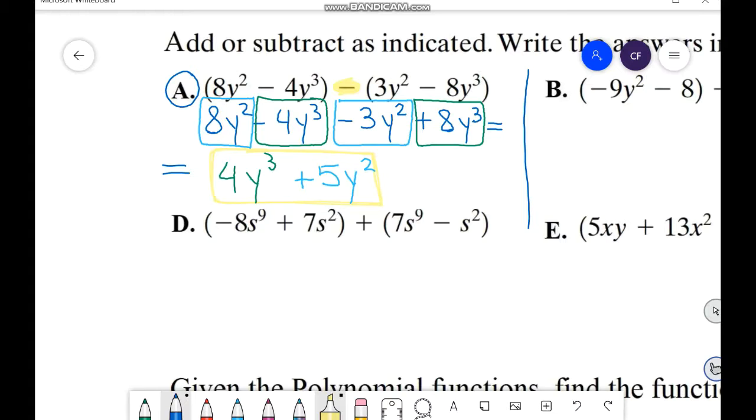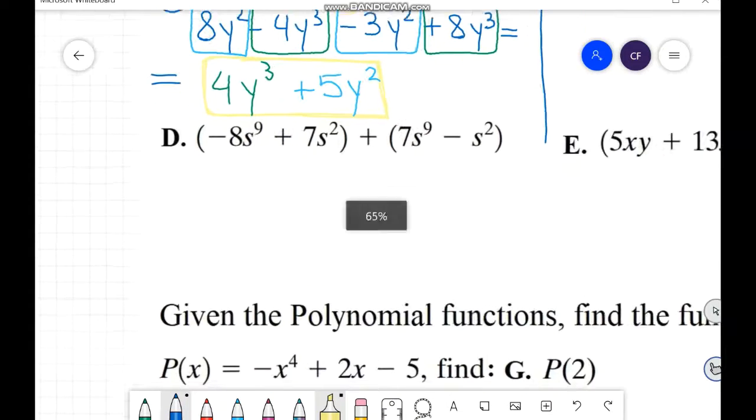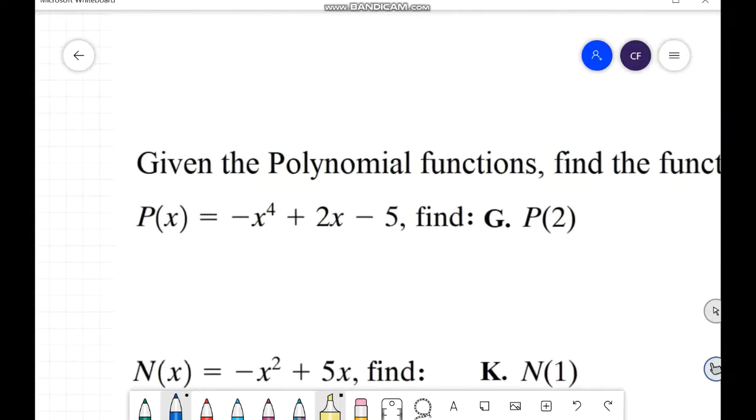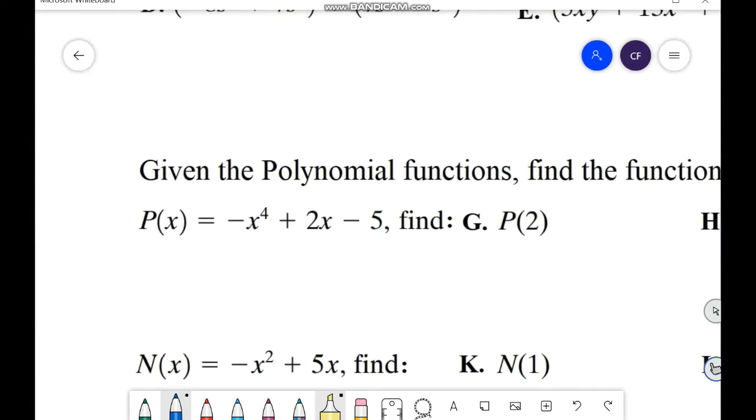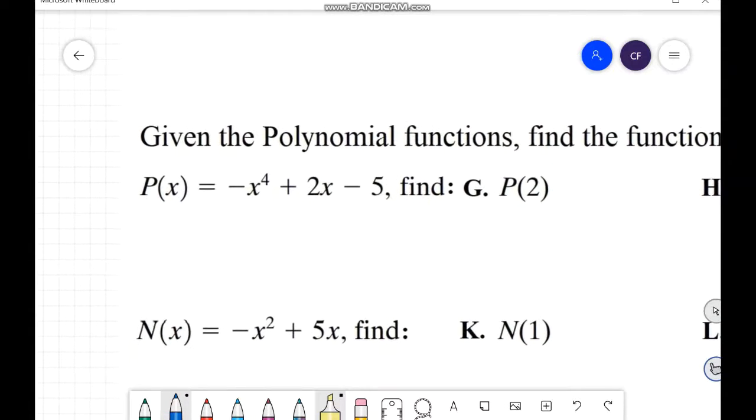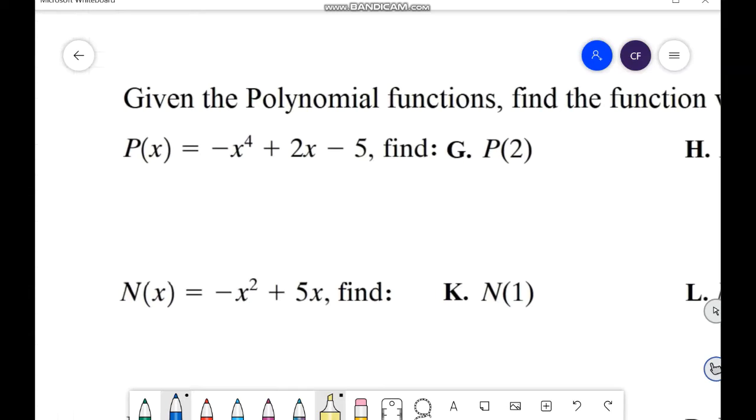Okay, this is the first part of the quiz. The second part: given the polynomial functions, find the function values or evaluate. And let's work the first example here, the first question, letter G, P of 2. So P of 2. And we have to make x equals 2 and substitute into the function.